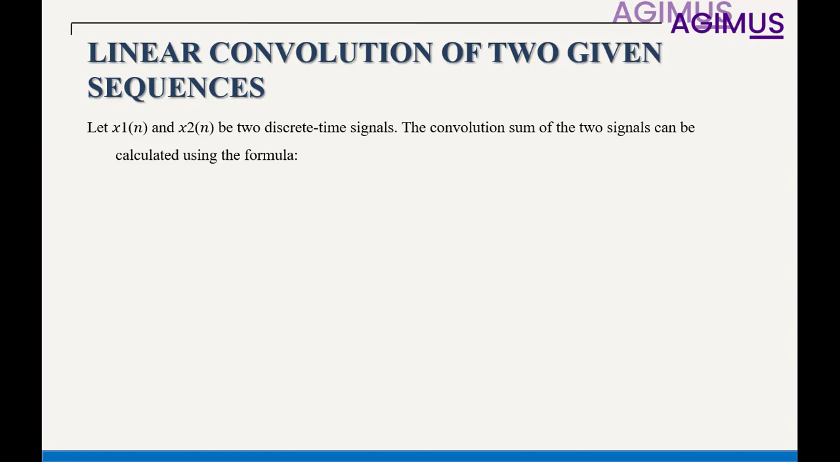The convolution sum of two signals can be calculated using the formula as mentioned below. So y of n, which is your output, and x1 and x2 are the two signals which can vary from minus infinity to plus infinity. So I can say summation of k varying from minus infinity to infinity, x1 of k and x2 of n minus k.